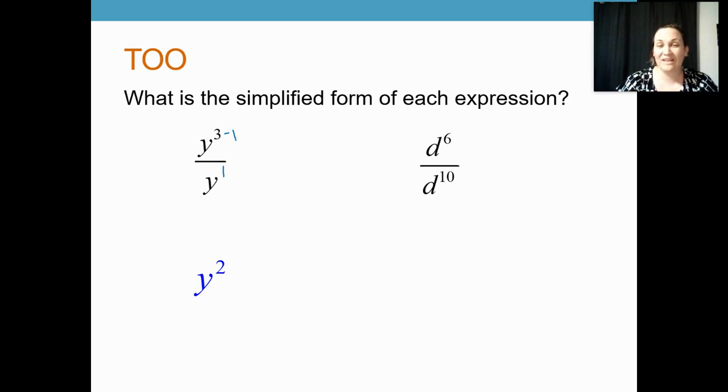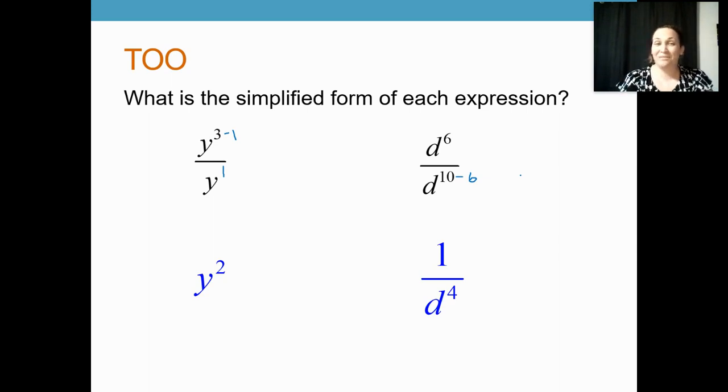Okay, on the next one, you're going to be doing 10 minus 6 under the fraction bar. So your letter D should end up under the fraction bar. 1 over D to the fourth. This is what the work would look like.